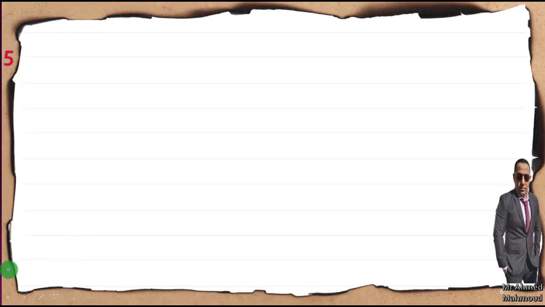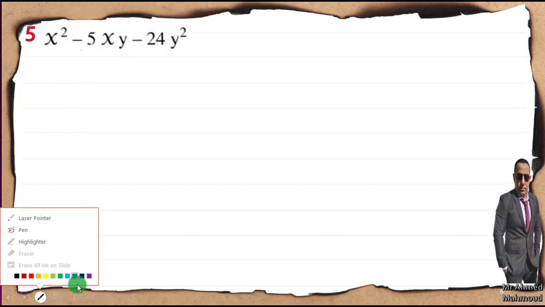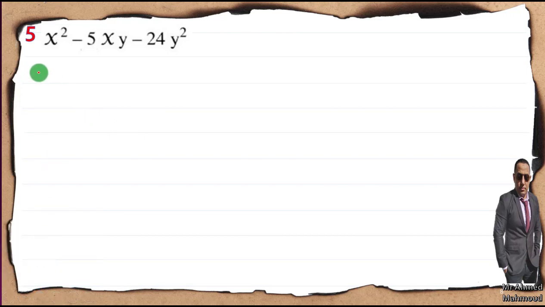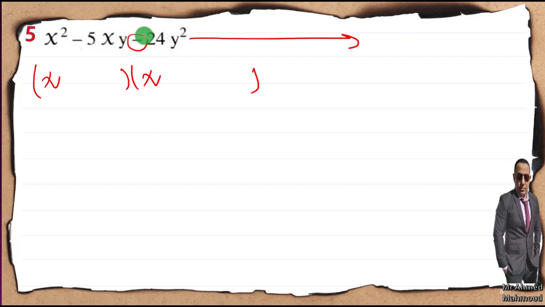Okay, another example. x² minus 5x minus 24. First I'm going to open two brackets and distribute x and x. And 24. Here I have a negative sign, so I'm going to write two different signs, negative and positive, or positive and negative, it's up to you.